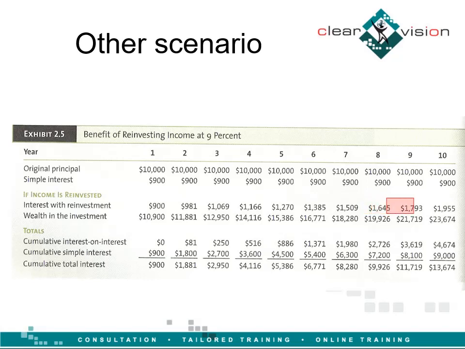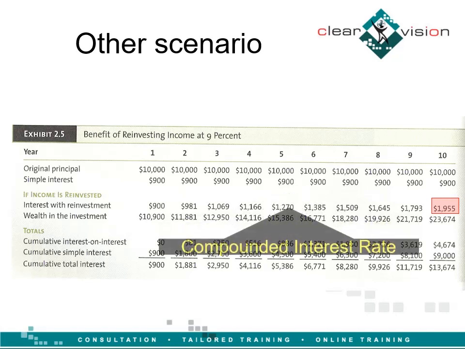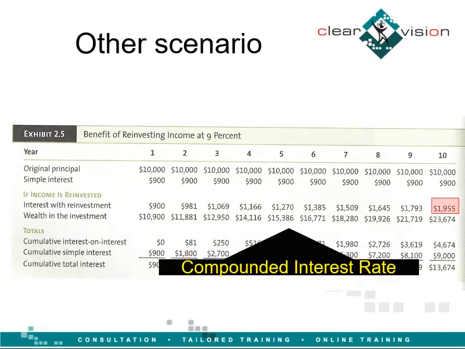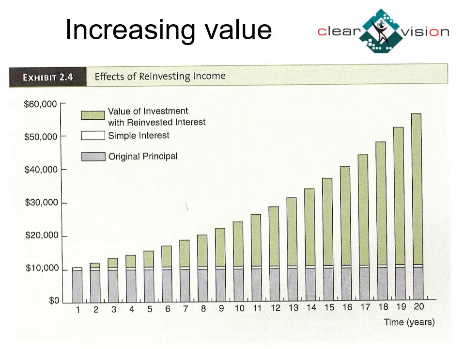In this case, the first year income is $900. The second year income will be $981. The third year income will be $1,069. And it will increase on an annual basis till it reaches $1,955 in the 10th year. This method is called compound interest. Compound interest or reinvestment will result in a significant income over the years, as shown in this graph.